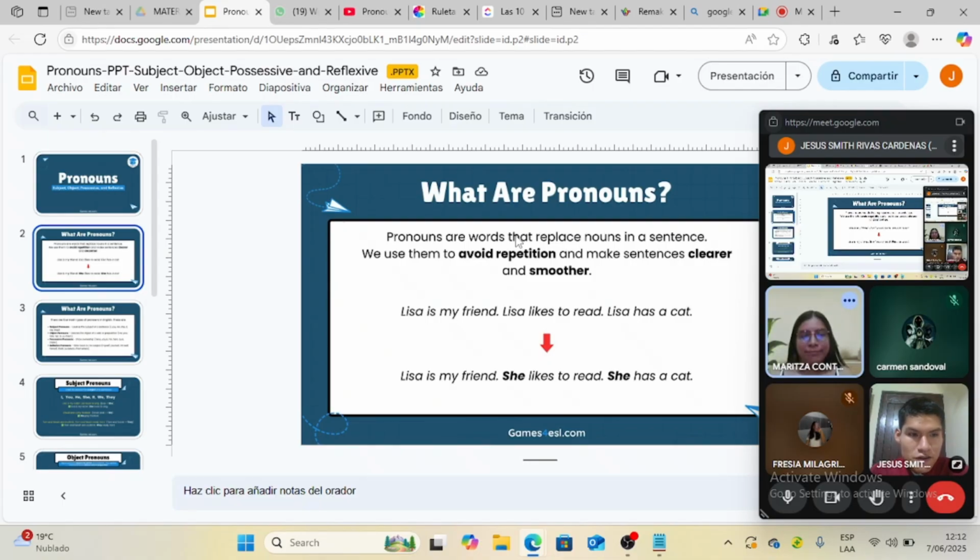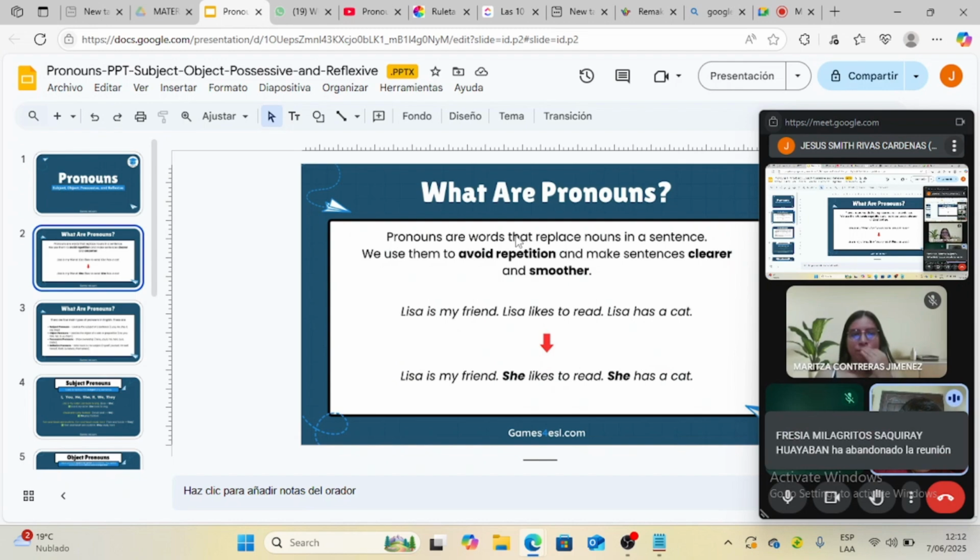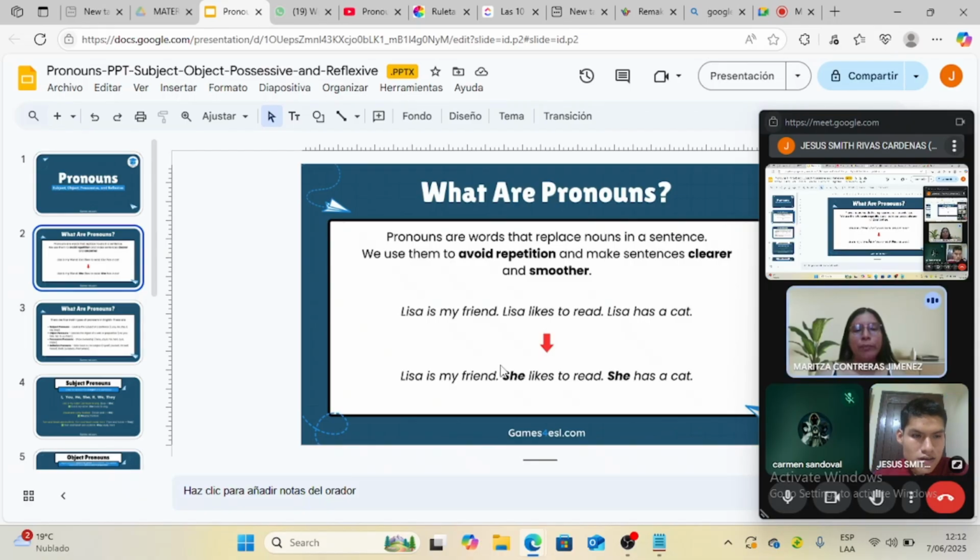Very well, Maritza. And I ask you, which is the pronoun that is used here in the second sentence? She. And why is it used? What noun does it replace? Because we replace the third person, Lisa, with she. Very well, Maritza. You got it.